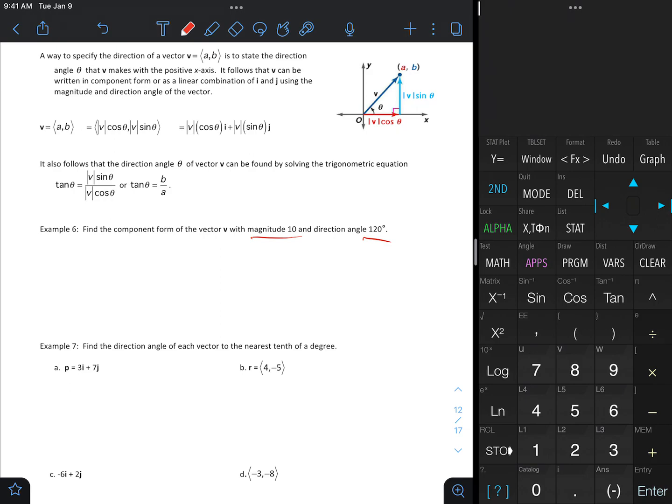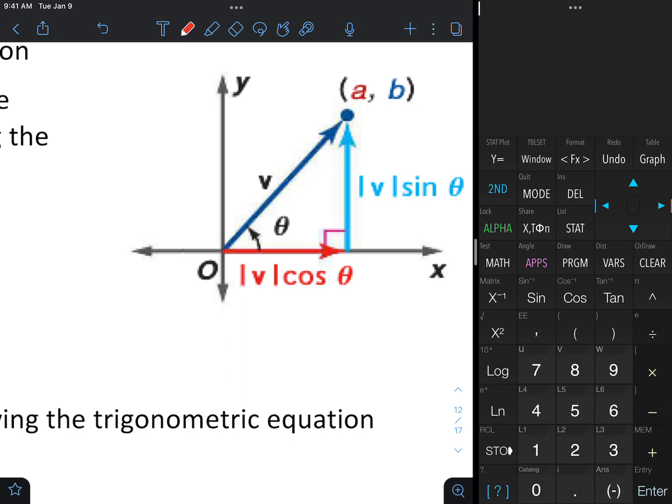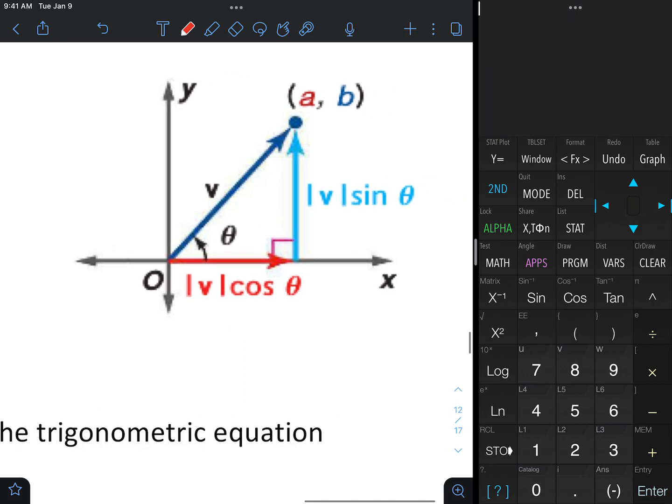Write the component form of a vector with a magnitude of 10 and a direction angle of 120. Normally you will have these triangles, and if I do my opposite, adjacent, and hypotenuse and do some trigonometry, you find that your vector times sine of your angle is going to get you the vertical part. And your vector times cosine is going to get you the x piece, and then you put those together as your component form.